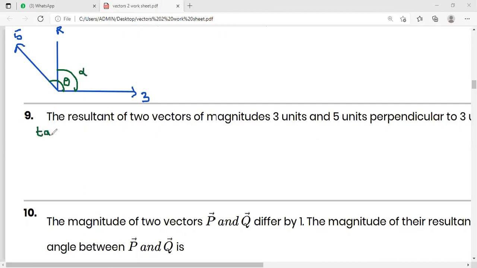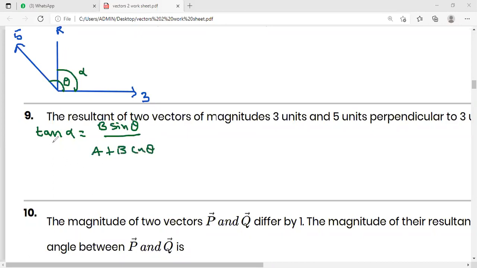What is tan alpha? What is the general formula for tan alpha? Do you remember, according to the parallelogram law of vectors? B sin theta by? Very good. I am not asking tan theta, I am asking tan alpha. So tan alpha is B sin theta by A plus B cos theta.